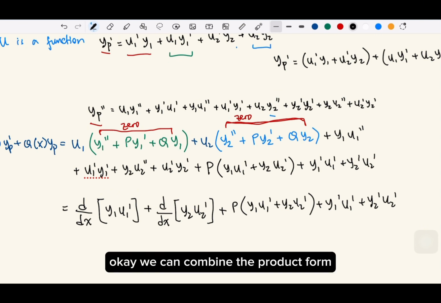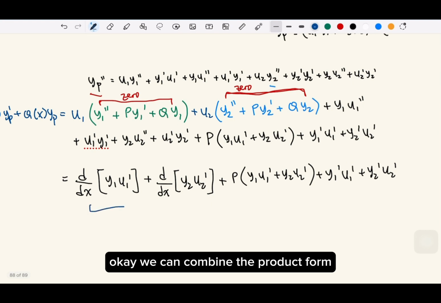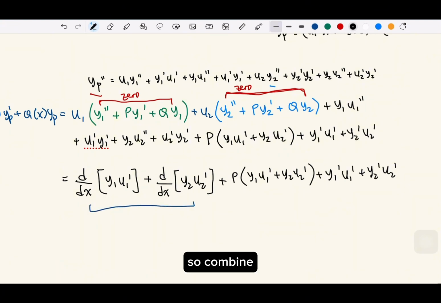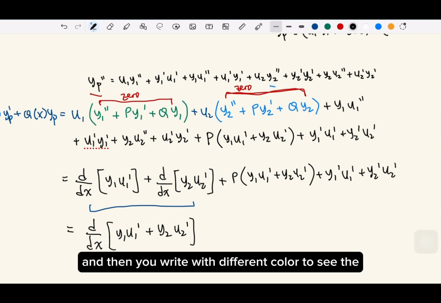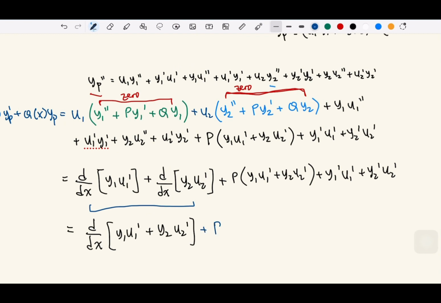Okay, we can combine the product form. So combine, just adding as usual. And then let me write with a different color to see the different components.